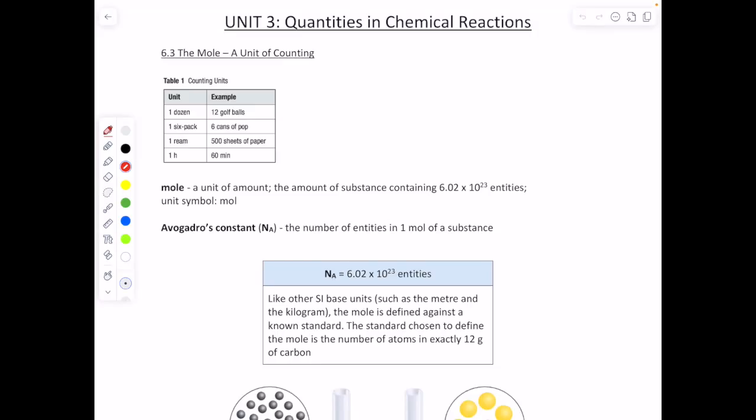Unit 3, Quantities and Chemical Reactions. Section 6.3, the mole, a unit of counting. The mole is a unit of counting in chemistry, and you're familiar with other units of counting.